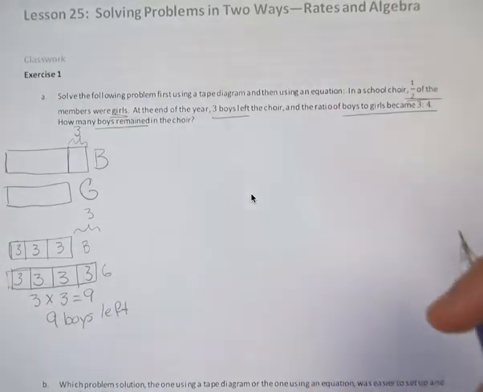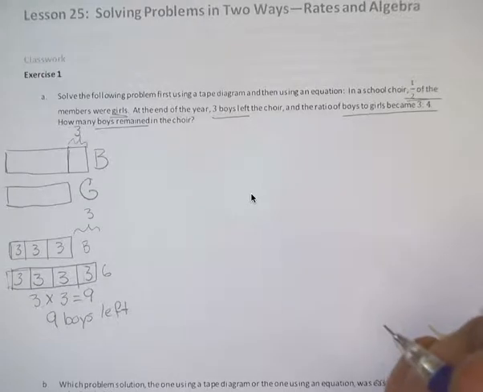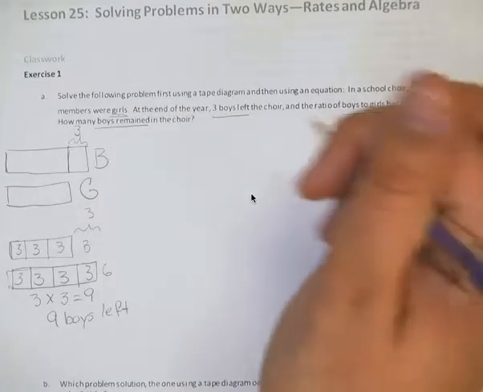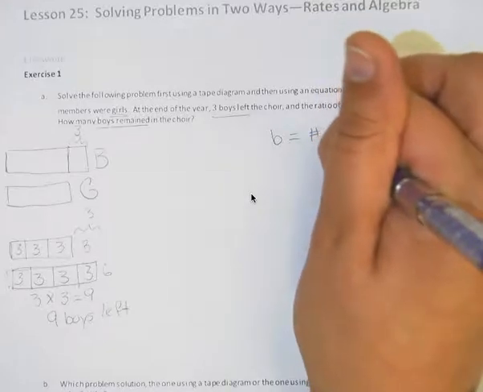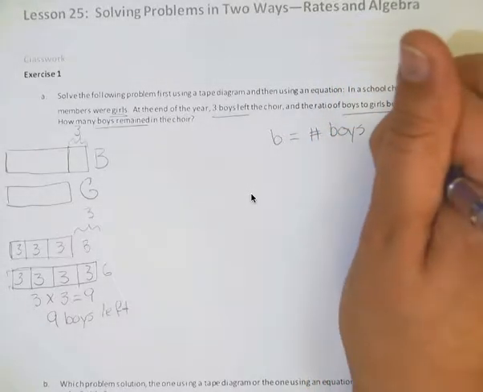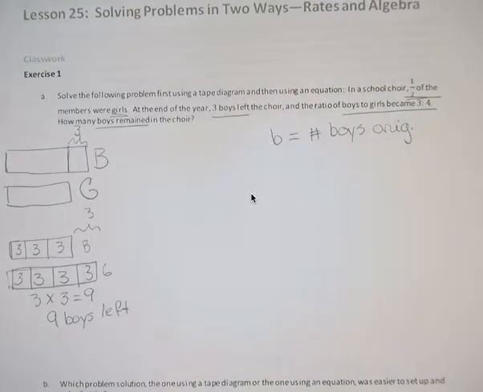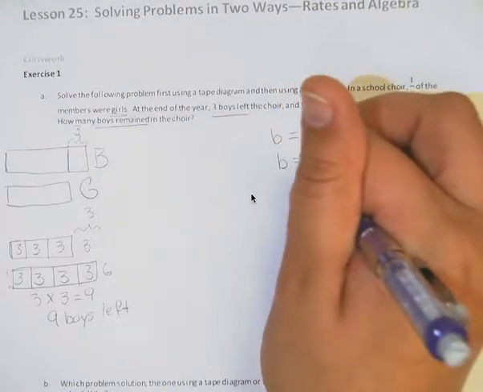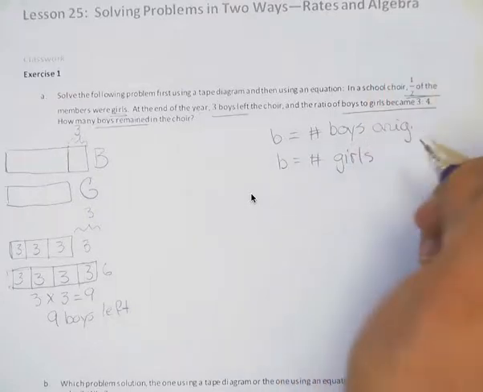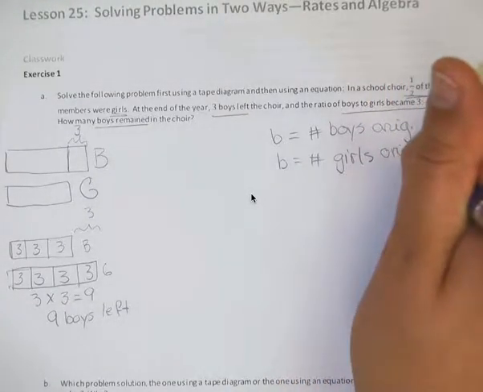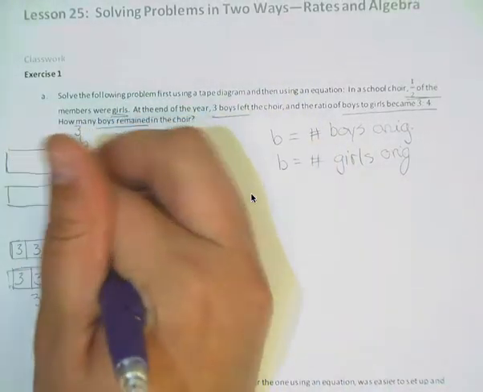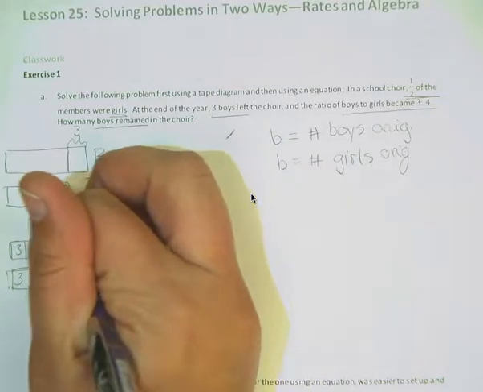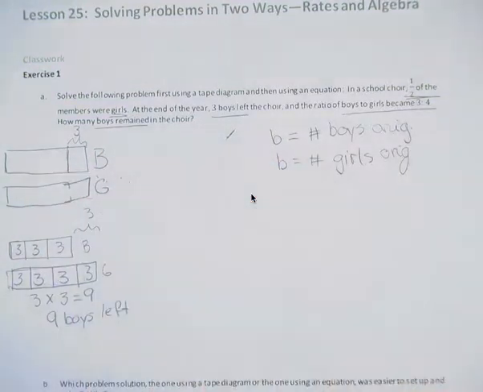If we set an equation, we can say, we know that half were girls and half were boys, so we know that boys and girls are equal. So B is equal to the number of boys originally, I'm just going to put orig, and B is also equal to the number of girls that was original because they were split in half. And if you backtrack to this tape diagram, that's kind of how we knew that these were the same size to start with. I know they don't really look like they're the same size, but I can fix that and draw them so they look like they're a little closer in size.